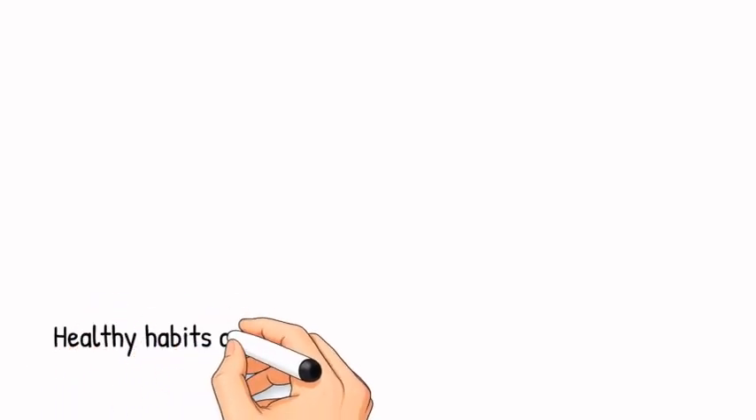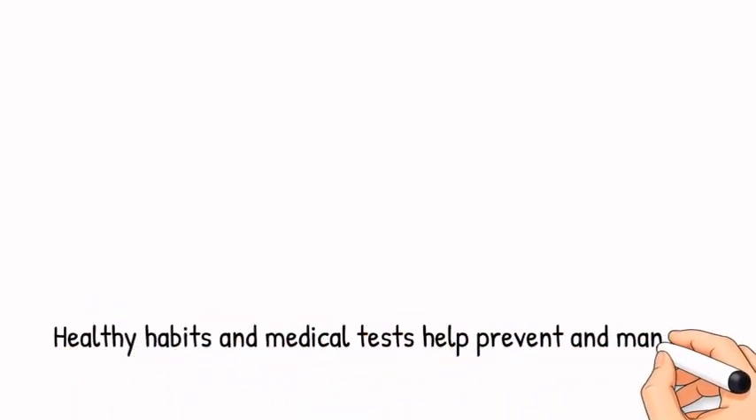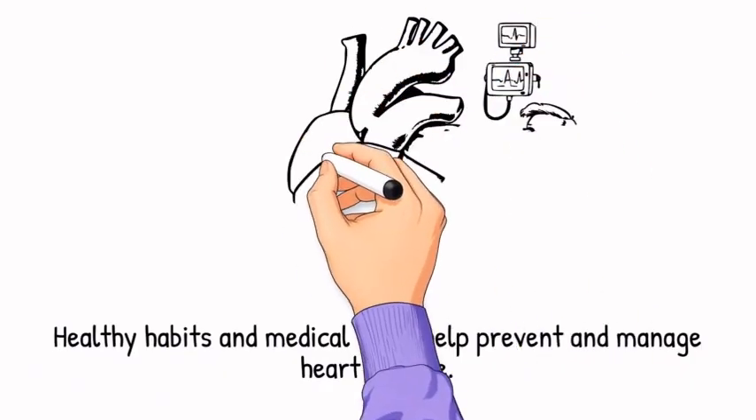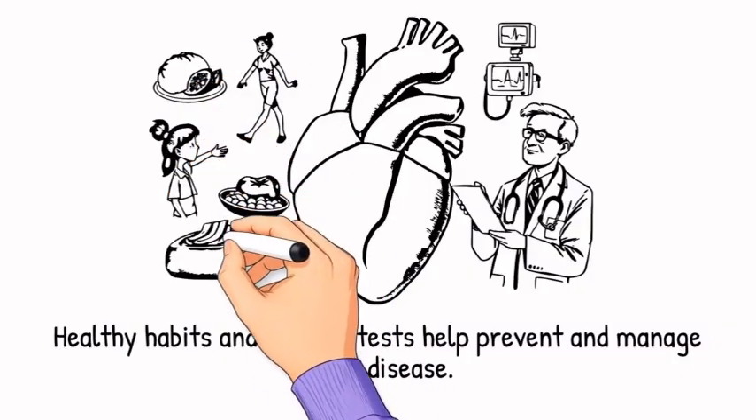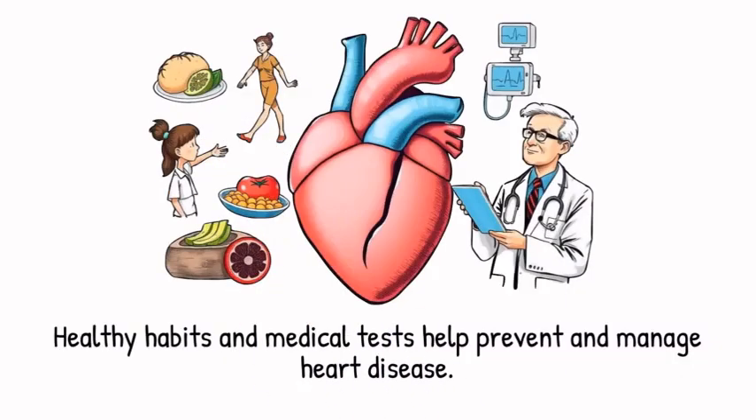The good news is that many forms of heart disease can be prevented or managed. Healthy habits make a big difference. Eating more fruits, vegetables, whole grains, and lean proteins, staying active, not smoking, limiting alcohol, managing stress, and keeping blood pressure, cholesterol, and blood sugar under control all help protect the heart.